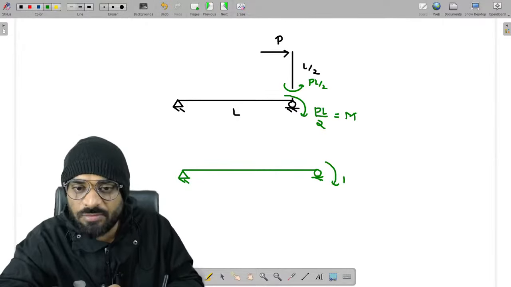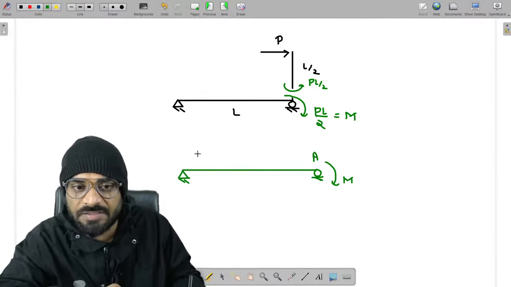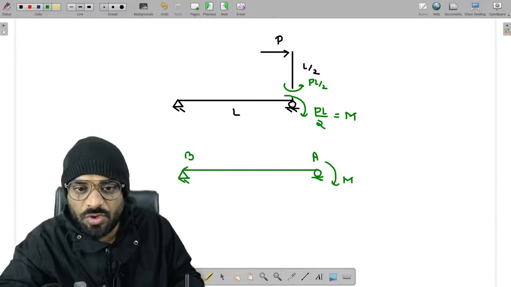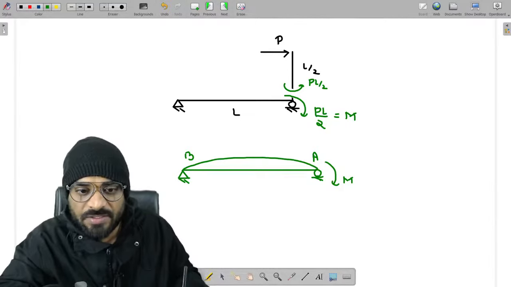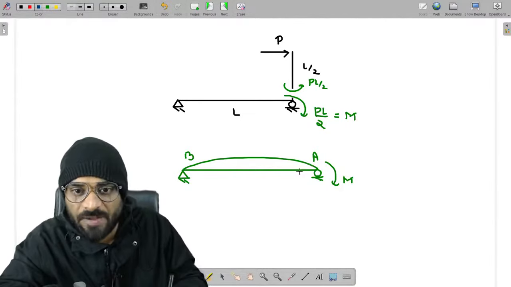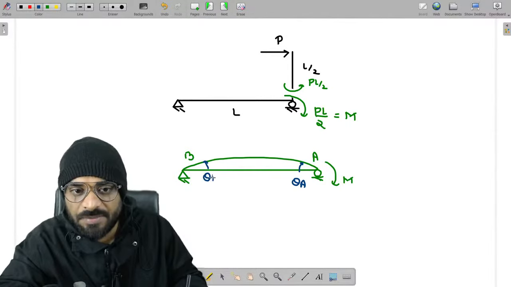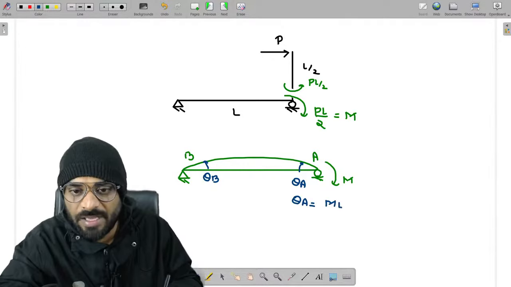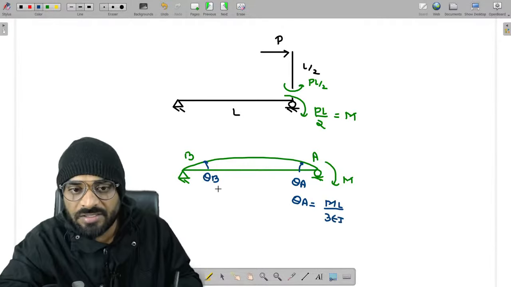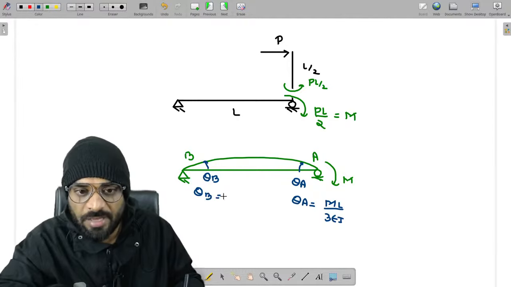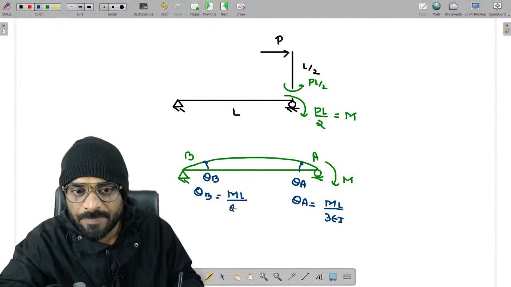So do you remember this concept, guys? If you're applying some moment M, and this is A, this is B, what is your deflected shape? It should be like this. So this is our theta A and this is our theta B. What is the value of theta A? Do you remember? Theta A is equal to ML by 3EI. And theta B is equal to how much? ML by 6EI. Getting a point?